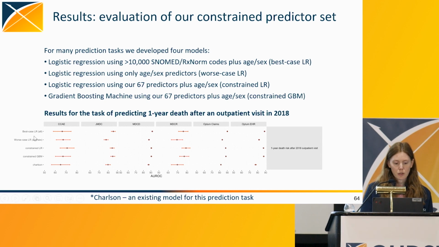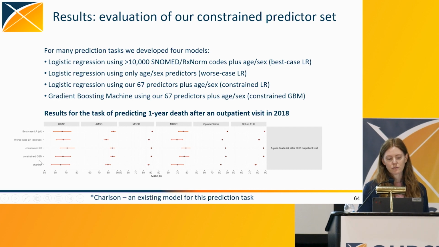So there's a plot here. This is just one example, one prediction task, but if you want to see more, come find me at my poster. The first row here is the best case, the unconstrained model, where we've got tens of thousands of predictors that we could have in that model to predict mortality in the next year. The second one has just age and sex only predictors in the model.